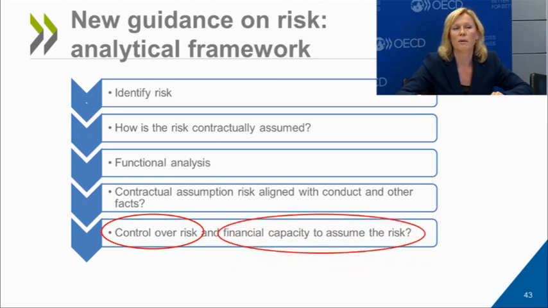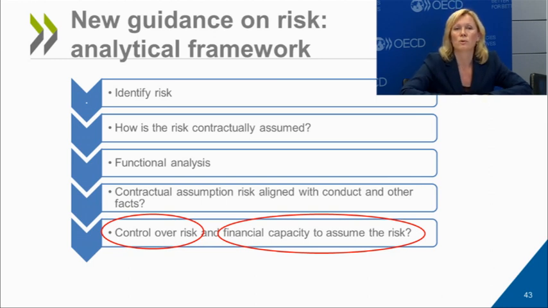Then you also need to have the financial capacity to assume the risk. So what do we mean with financial capacity to assume the risk? What we mean is that you need to have the funds to pay. You need to have the funds to pay for insurance, for example, to pay for risk mitigation, to pay if the risk materializes. And those funds can come from multiple means. It can be capital, it can be a loan, it can be funded by your day-to-day activities. But the key element is that the expectation is there that you have those funds.